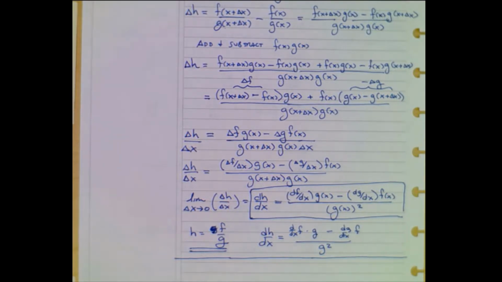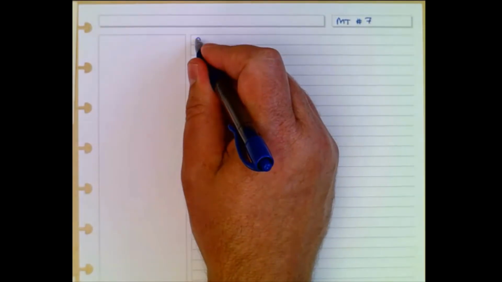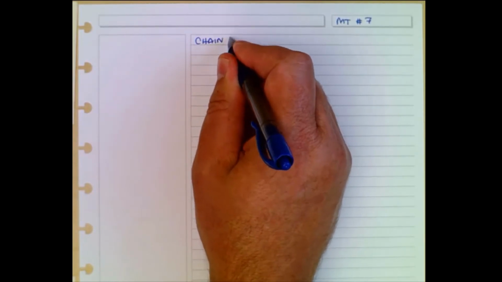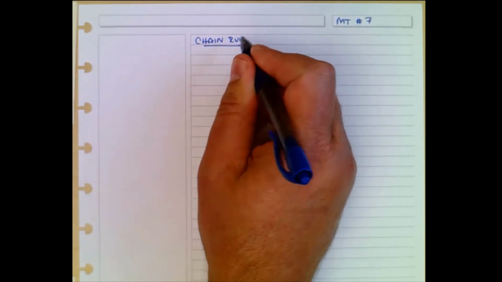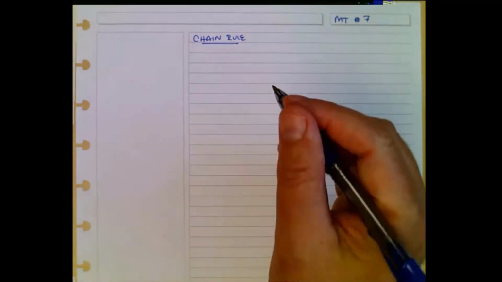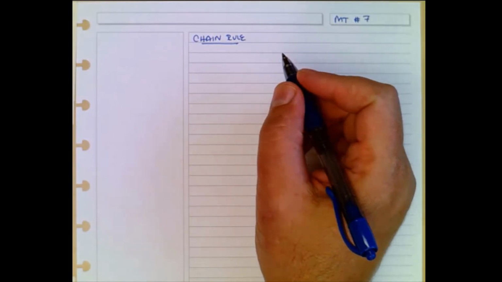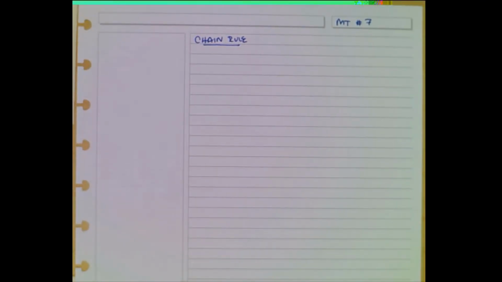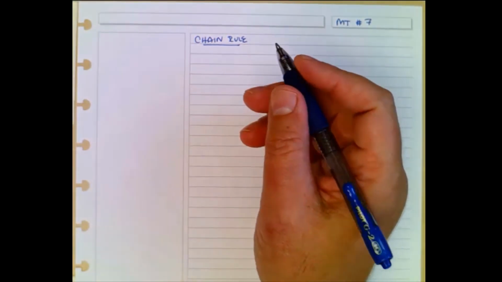Last bit is the chain rule. So here's the chain rule. The chain rule says this. Ratios and products and sums, you've got to know all those cold. The chain rule, though, becomes increasingly important in physics as we go on. Not so much in the first semester, but following.